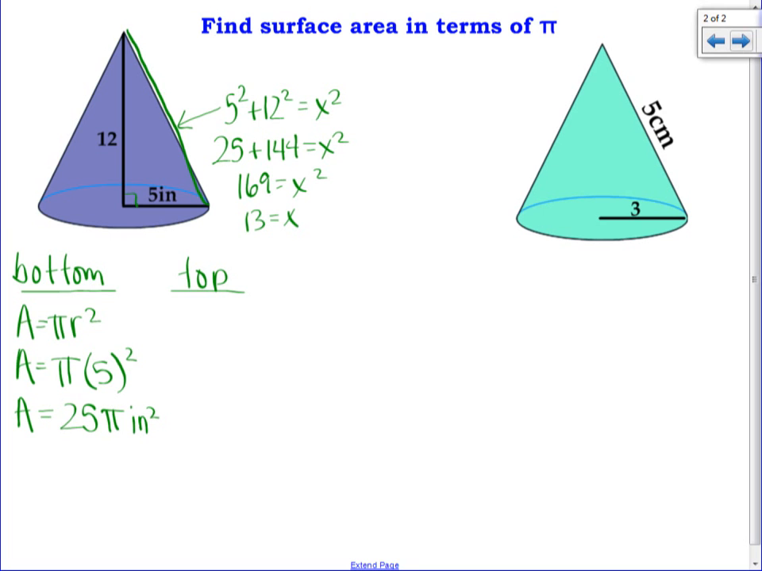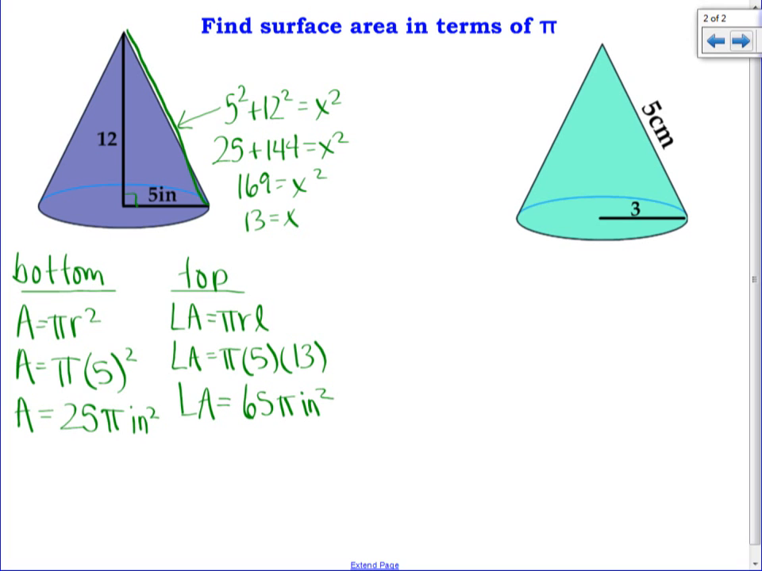Okay, the top, we just learned this new formula, LA equals pi rl. We usually use a lowercase cursive l. All right, so we've got pi. Second line of work, we always put in our numbers that they've given us. Radius 5, slant height 13. Answer, when you multiply those, is 65 pi.